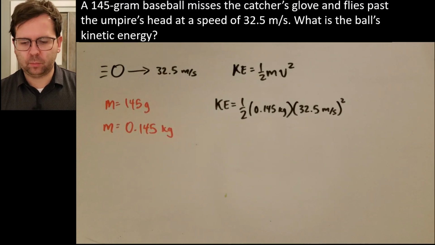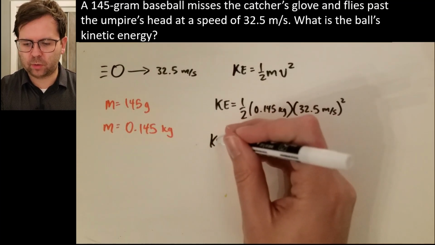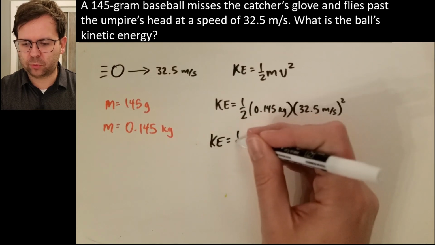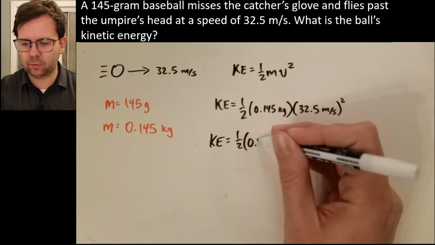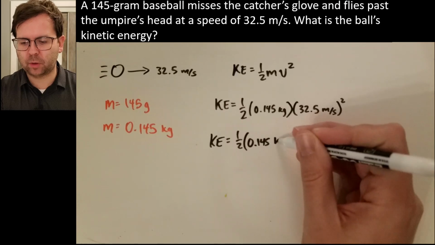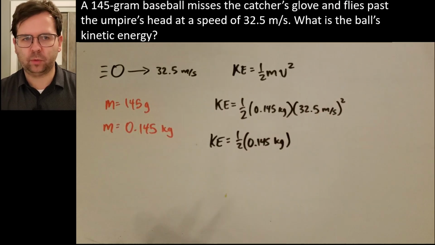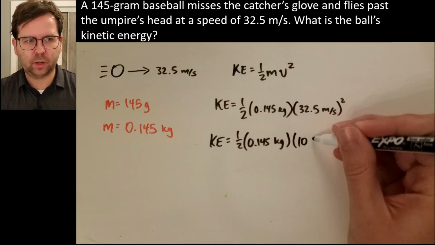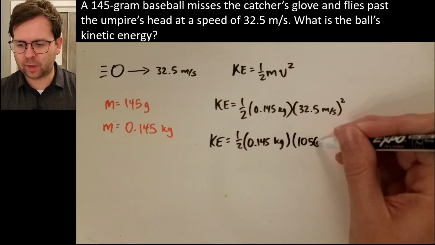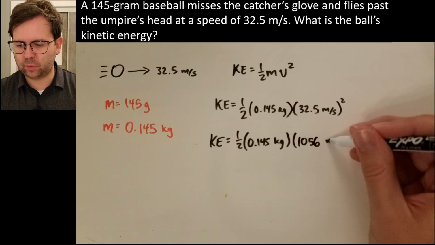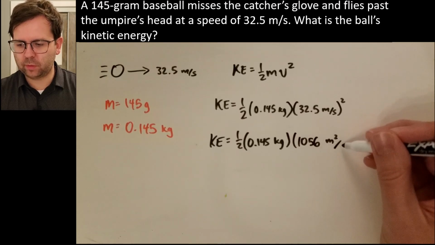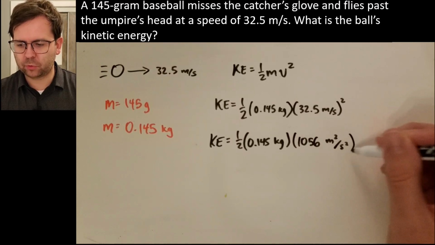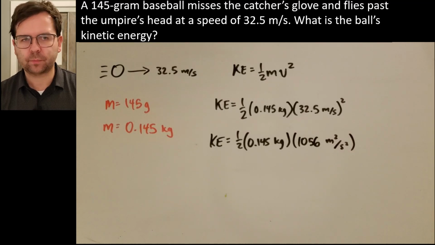All right, now we can put this into a calculator and start solving. I'm going to first just square the speed because it's easy to forget to do that part, and I want to make sure I do that. So 32.5 squared is 1056.25. I'll just round it to 1056. You also square the units, and so that would be meters squared per second squared.